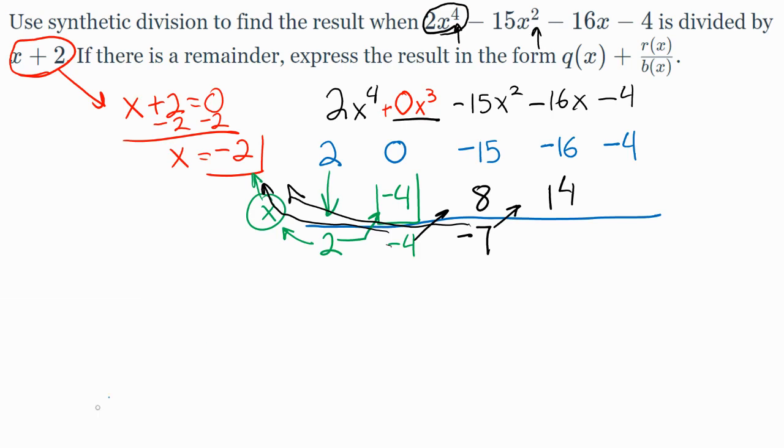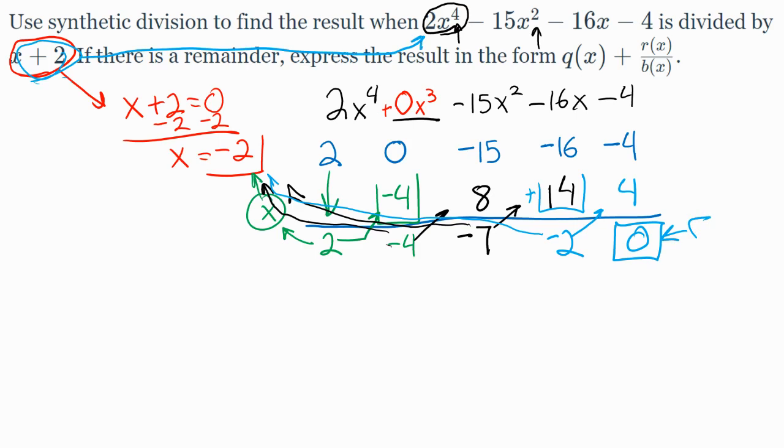And that should give me a positive 14. Then I add my 14 with my negative 16, and that should get me a negative 2. And finally, I multiply by the negative 2 at the front, and I get a positive 4. And it just so happens my remainder this time is going to be 0. This x plus 2 is a factor of this polynomial up on the top right there.